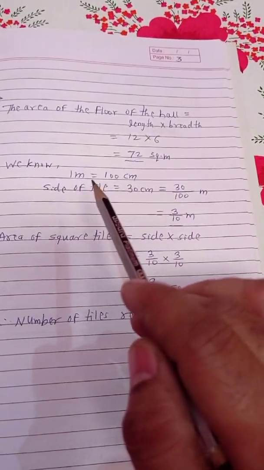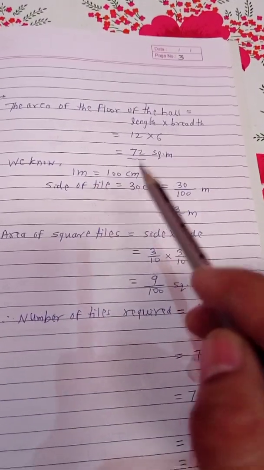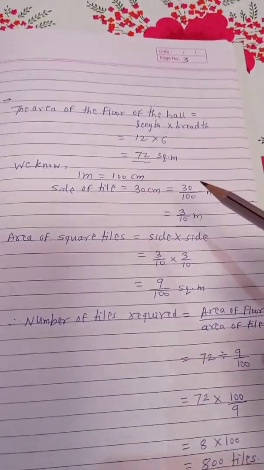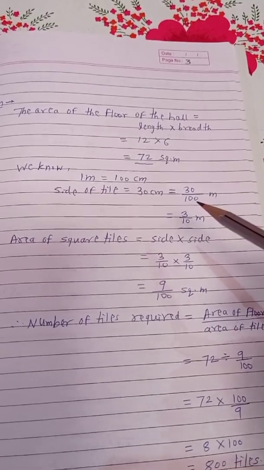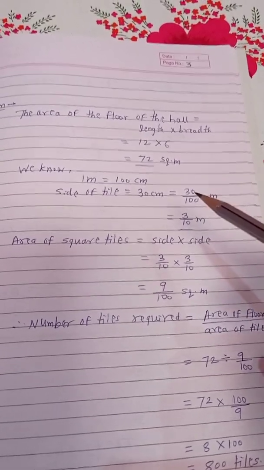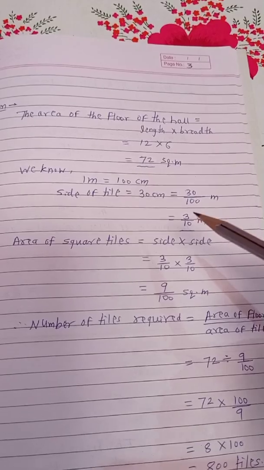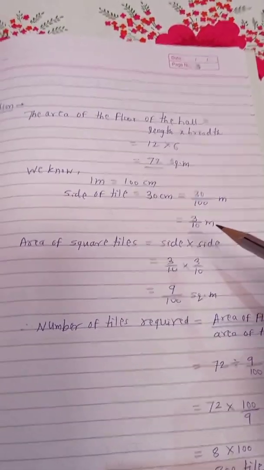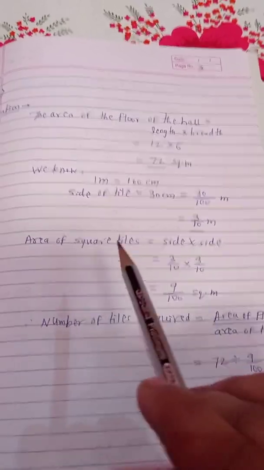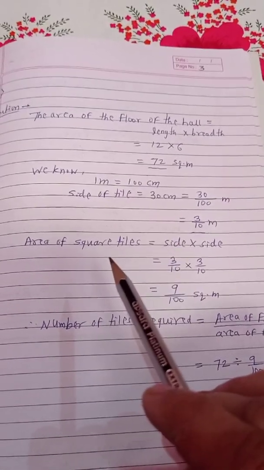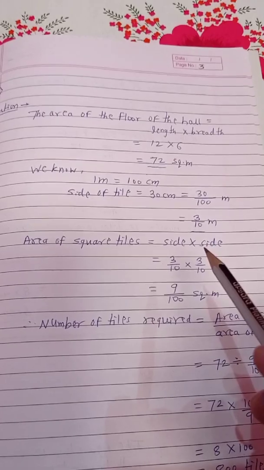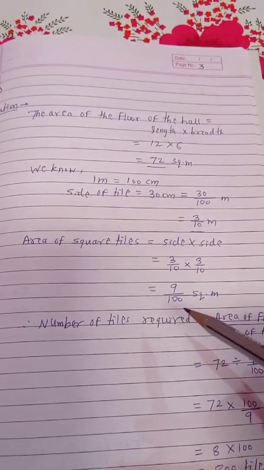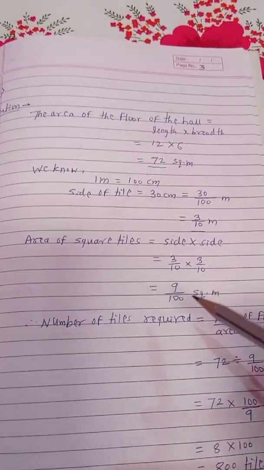You know the relation 1 meter is equal to 100 centimeter. I want to convert this side of a tile from centimeter into meter. That time you have to divide 30 by 100. Here 0 will get cancelled, and 3 upon 10 meter will come. You keep this 3 upon 10 as it is. Now you find out the area of a square tile. You know how to find the area of a square: side multiplied by side, 3 upon 10 multiplied by 3 upon 10, will get 9 upon 100 square meter. You keep this as it is.